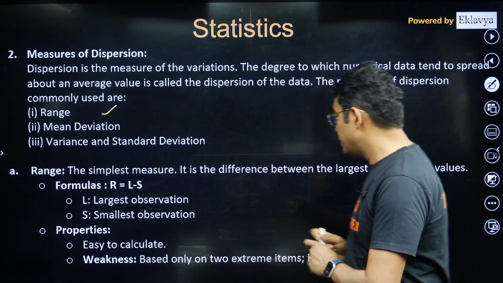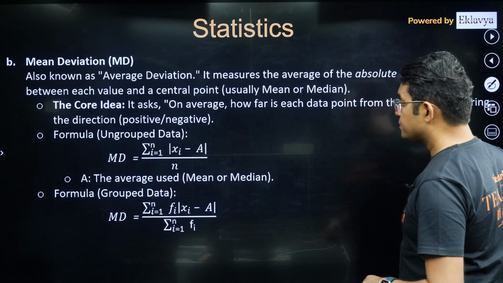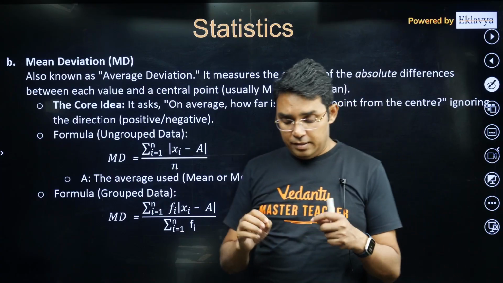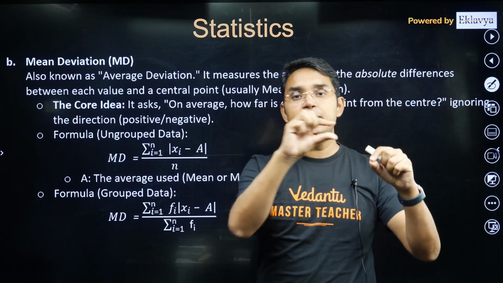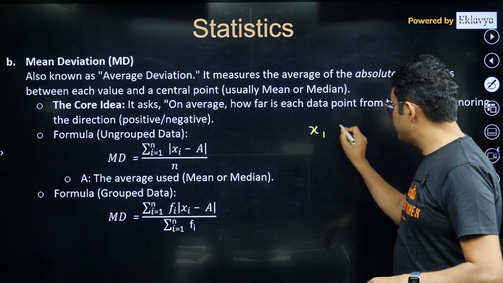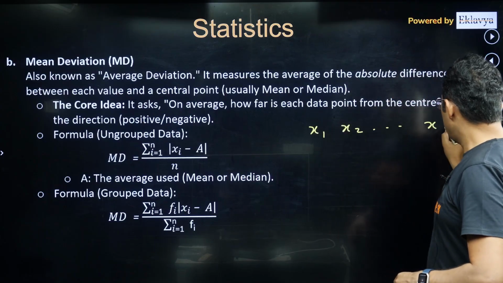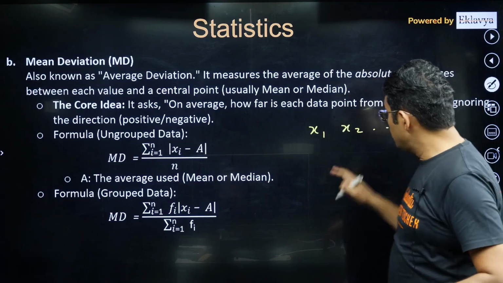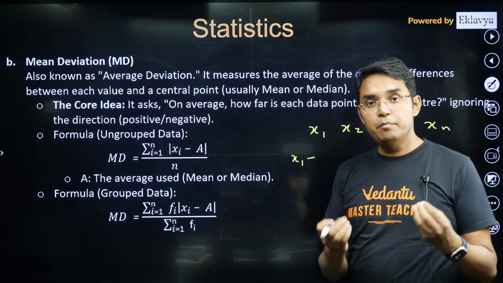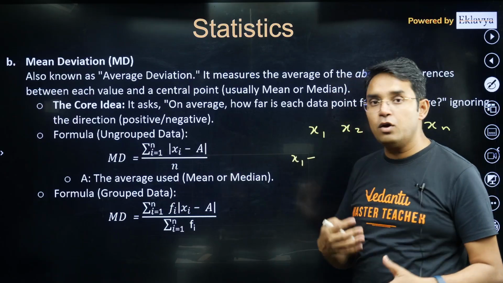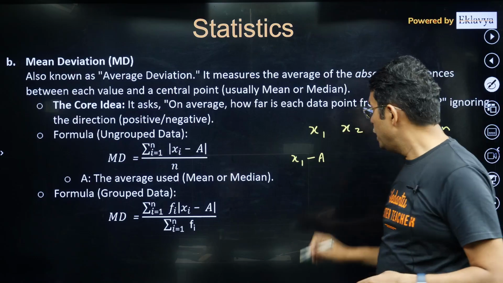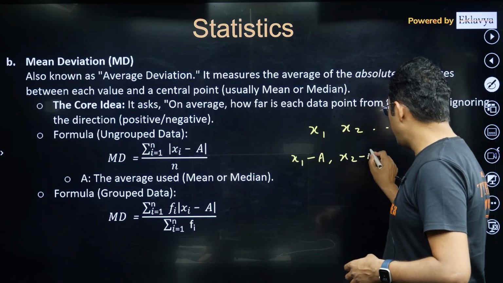Then mean deviation. Okay, what is mean deviation? In the mean deviation, we will be finding the difference of all the data. Let's say x1, x2, x3, x4, all data are given. Now we want to know the mean deviation. So we will be taking the difference of every data from a certain mid figure, or you can say average figure or mean figure. That can be mean or that can be median. So all the data will be subtracted by that value.